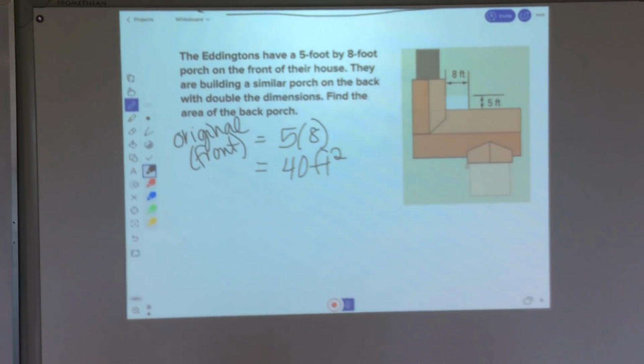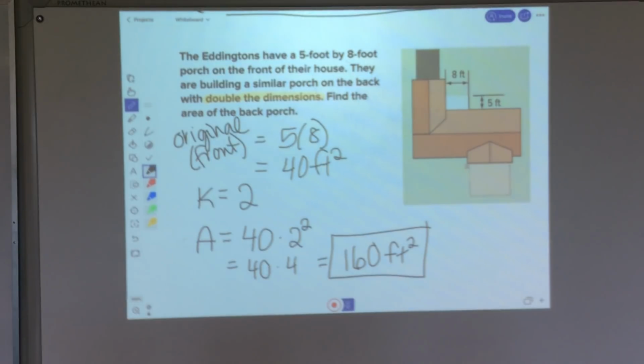Now we need again to find our scale factor, which in this problem they again gave us. If they didn't, we should know how to find it. But they said that the dimensions are double the original, which means when we double something, we have a scale factor of 2. So to find my new area, the area of the back porch, I'm going to take the original area times our scale factor squared, which just really means we're taking 40 times 4 to get a final area of 160 feet squared, or square feet, for that back deck.